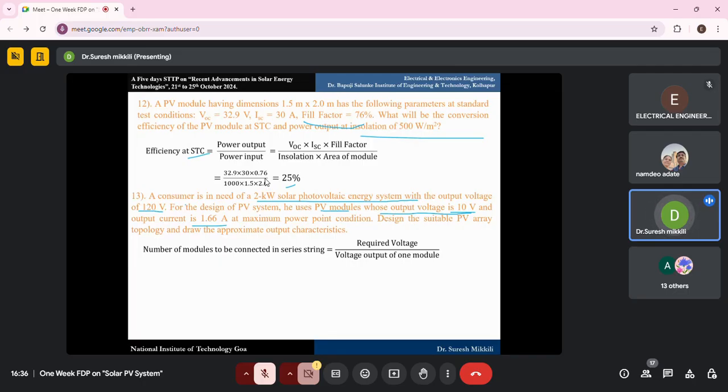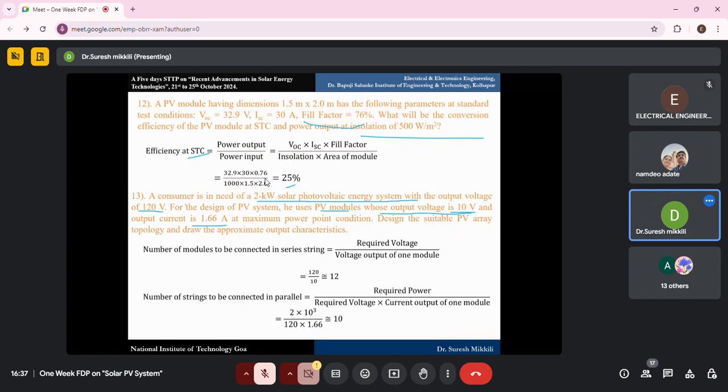So how many panels are there in the series string? In one string, how many panels are connected in series? 12 modules. 12 modules are connected in one string. But how many strings are required? Sir, how many strings are required?